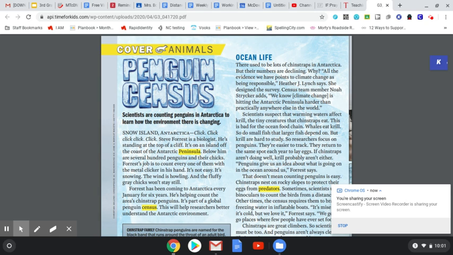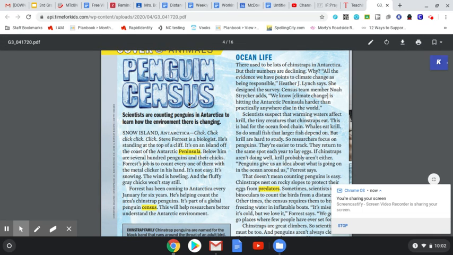Hello, boys and girls. This is Miss Bomar, and I am back with you again today for a new reading lesson. We are going to continue talking about text features while we read this new article. It is a Time for Kids article called The Penguin Census.